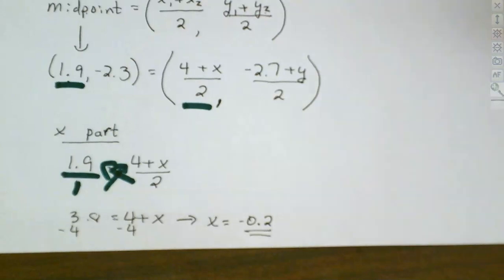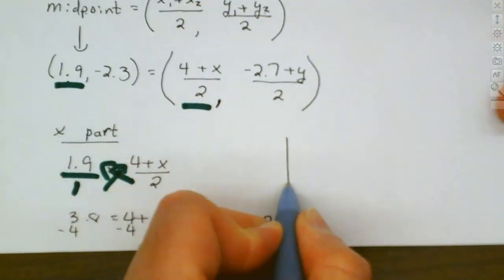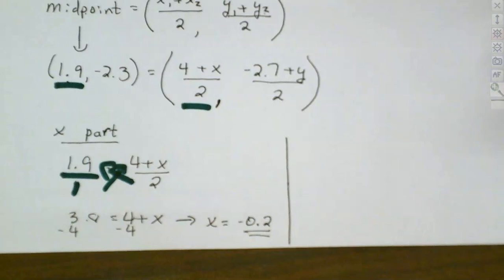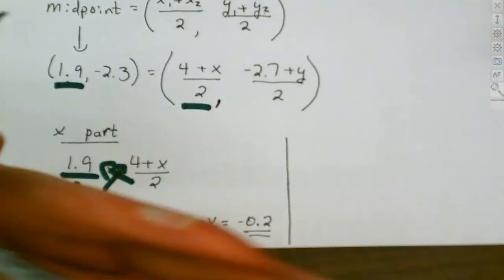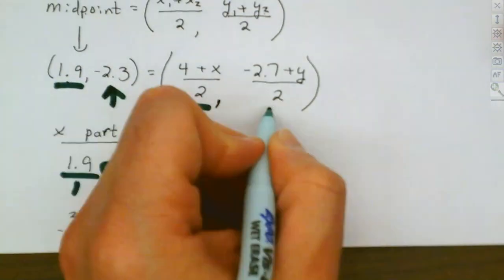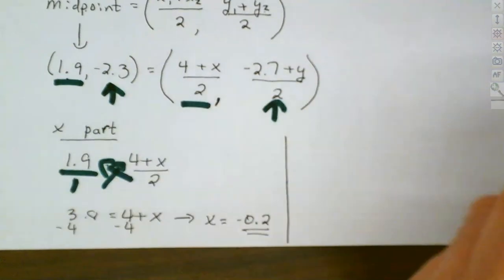Now, what about the y part? Well, the y part is going to be everything behind the comma. So the y part is going to be this here. So for the y part, what do we have?